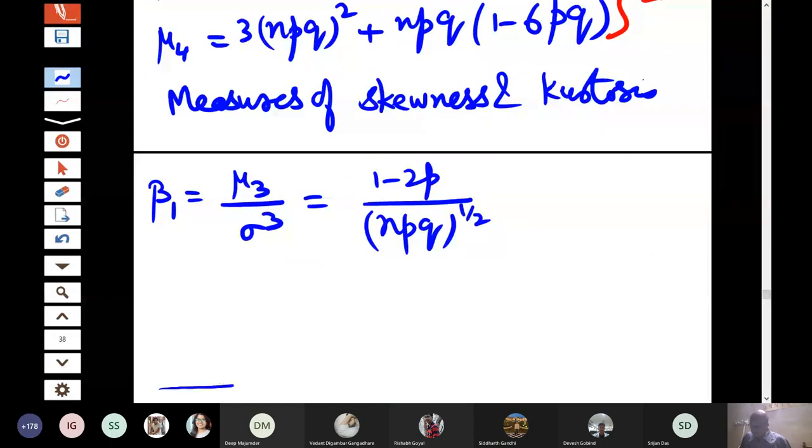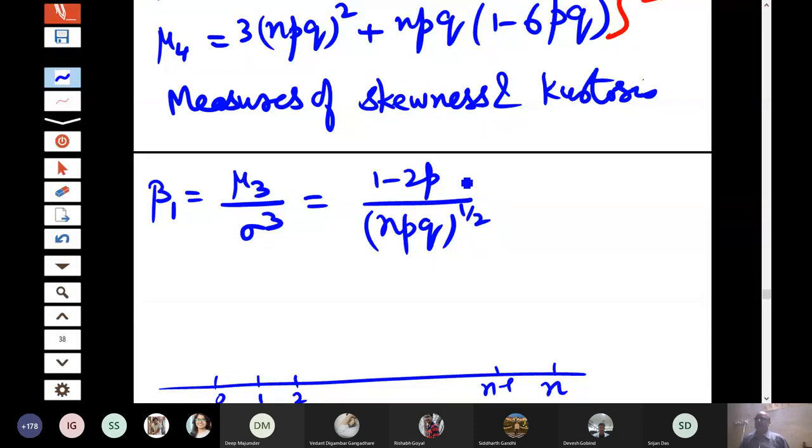See, in the binomial distribution, you are having the points 0, 1, 2 and so on, n minus 1, n, and you are having the probabilities nCk p to the power k, q to the power n minus k. So if p is equal to half, this beta 1 is 0. That means it is a symmetric distribution. If you look at the binomial distribution, the coefficient nC0 is the same as nCn. So if p is equal to q, the probability will become simply nCk half to the power n. So half to the power n comes out.